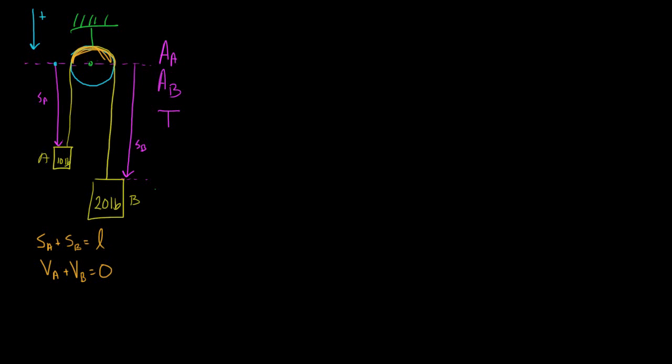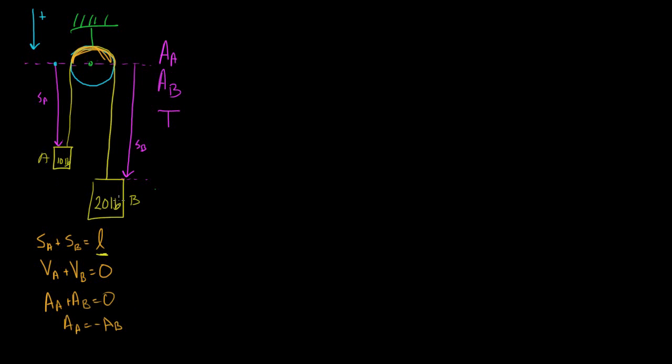Why is this 0? This is 0 because this length of rope right here is a constant, and when we take a derivative of a constant, we get 0. So if we derive this again, we get the acceleration of A plus the acceleration of B is equal to 0. So we have the acceleration of A is equal to minus the acceleration of B.